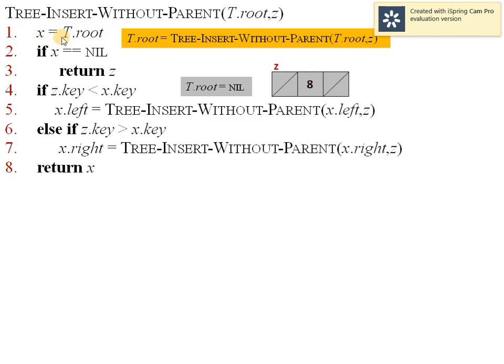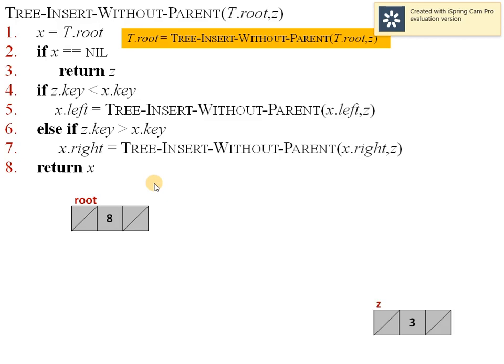So at line number 1, x is equal to null. If x is equal to null, which in this case is true, we are returning z. So returning z means this node will be returned by this function and it will be assigned to the root pointer now. So basically we have a root pointer which is pointing to the same node which is pointed to by z. So this completes the execution of the insertion of the first node.